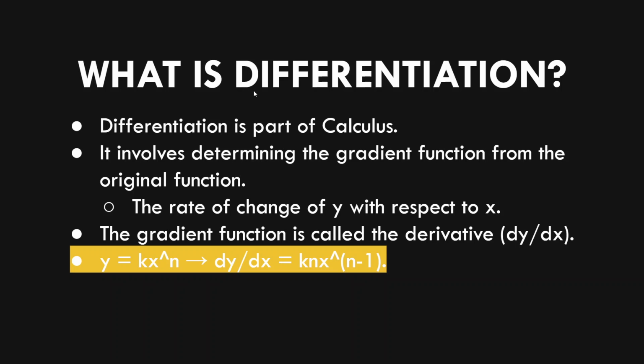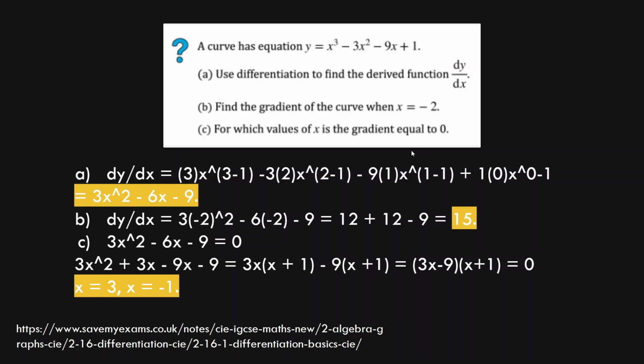It's much easier if we look at it in terms of an example. So we're going to work through a few here. Here we have a curve with equation y is equal to x cubed minus 3x squared minus 9x plus 1. Use differentiation to find the derived function dy over dx. From what we learned, we have to multiply the exponent here, which is 3, to the term, and then minus 1 from the exponent, so 3 minus 1. So the whole term, when differentiated, is 3x to the power of 3 minus 1, also equivalent to 3x squared.